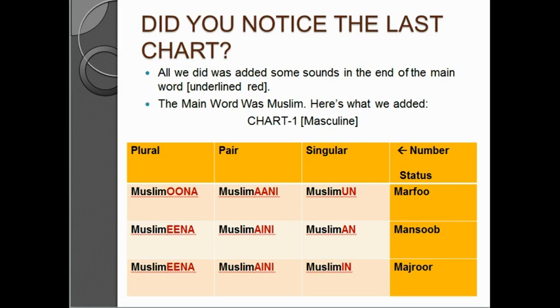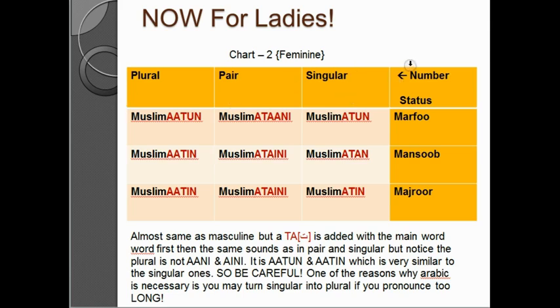What did we do? First, we added a ta to change the gender, and then it's the same un, an, in, ani, aini, aini, except the plural is different. Atun, atin, atin. First you have to add the ta and then the sounds. See, almost the same as the masculine, but the ta is added first and then the same sounds. But it is different in plural. It's not ani, aini.